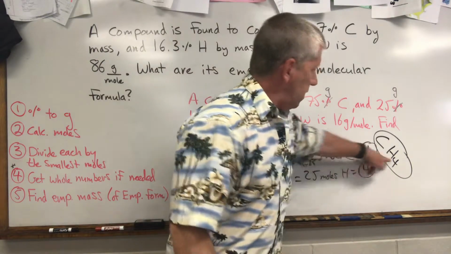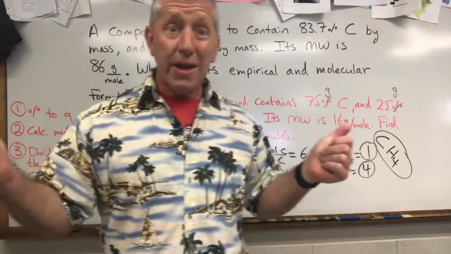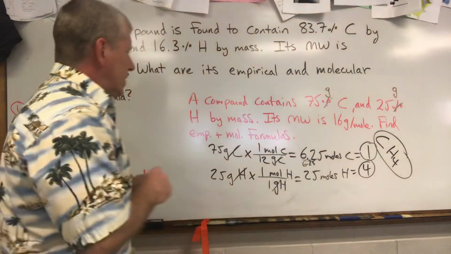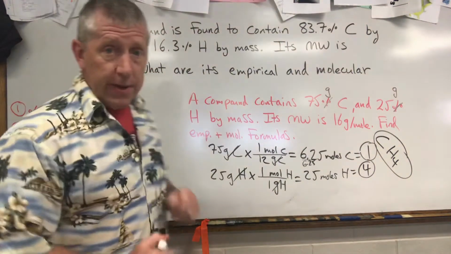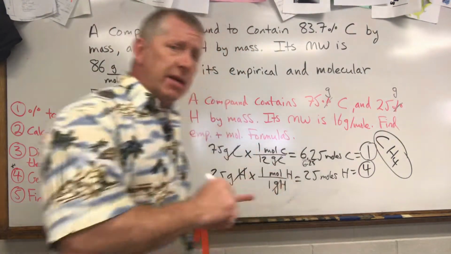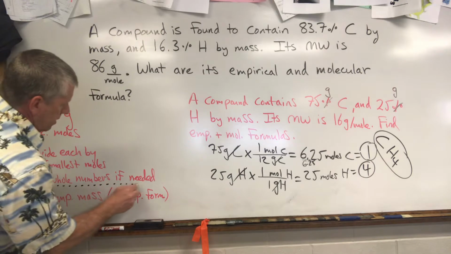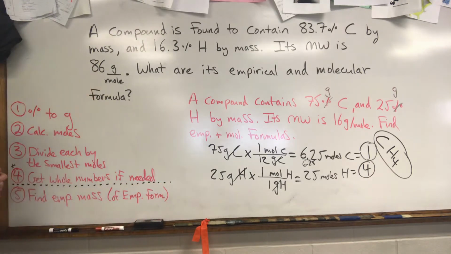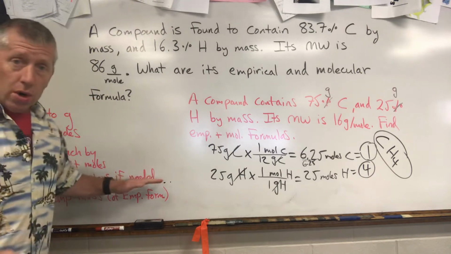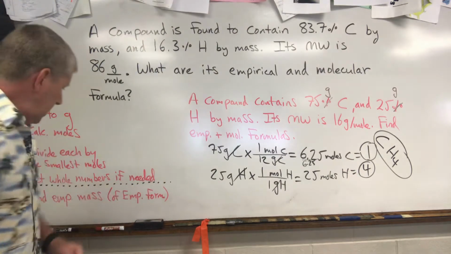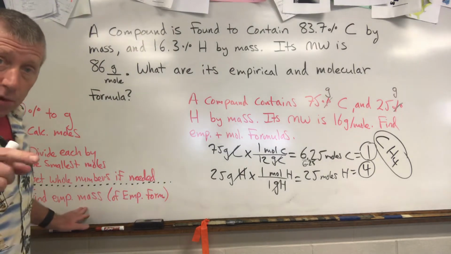1 carbon, 4 hydrogens. Empirical formula, solved. All right, now we need to get the molecular formula, because that's the other thing it was asking for. So the next step deals with getting the molecular formula. I'll put a little dotted line here, meaning that once we got through step 4, the empirical formula is complete. To get the molecular formula, we have to go on.